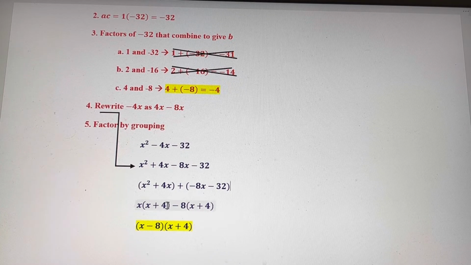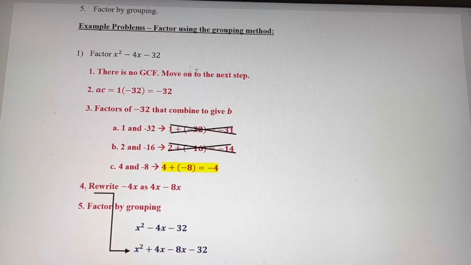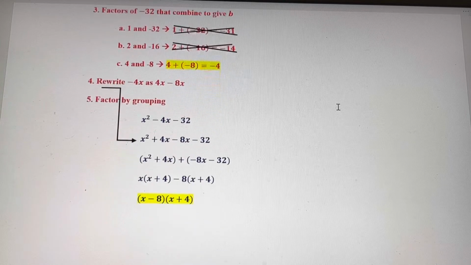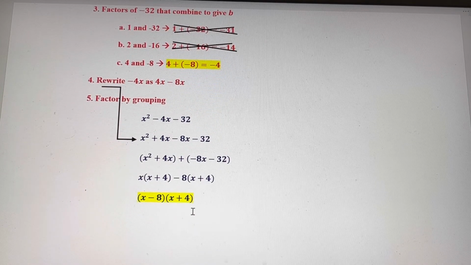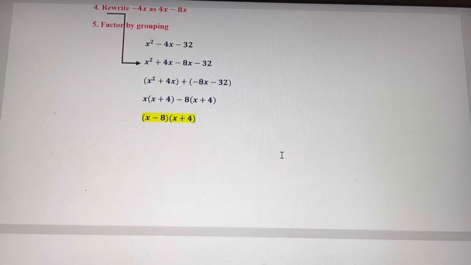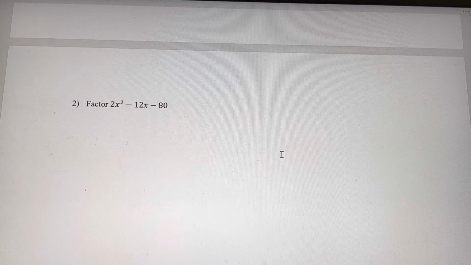As always, you can use the distributive property, multiply these two out, and you should get the trinomial that we started with. And you will. So this is the answer for the first example. All right, let's look at number 2 here.